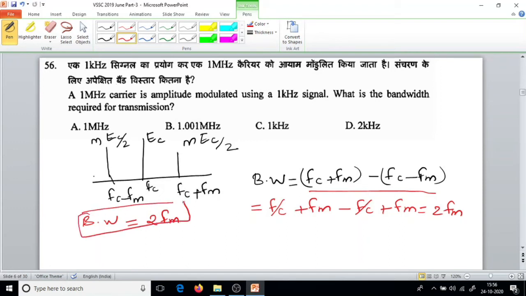FM is the modulating signal. So what is our modulating signal here? Our carrier frequency is 1 MHz. The carrier is amplitude modulated using a 1 kHz signal. This is our FM, 1 kHz. Now bandwidth equals 2 times FM, 2 into 1 kHz. So it will be 2 kHz. 2 kHz is the bandwidth required for transmission.